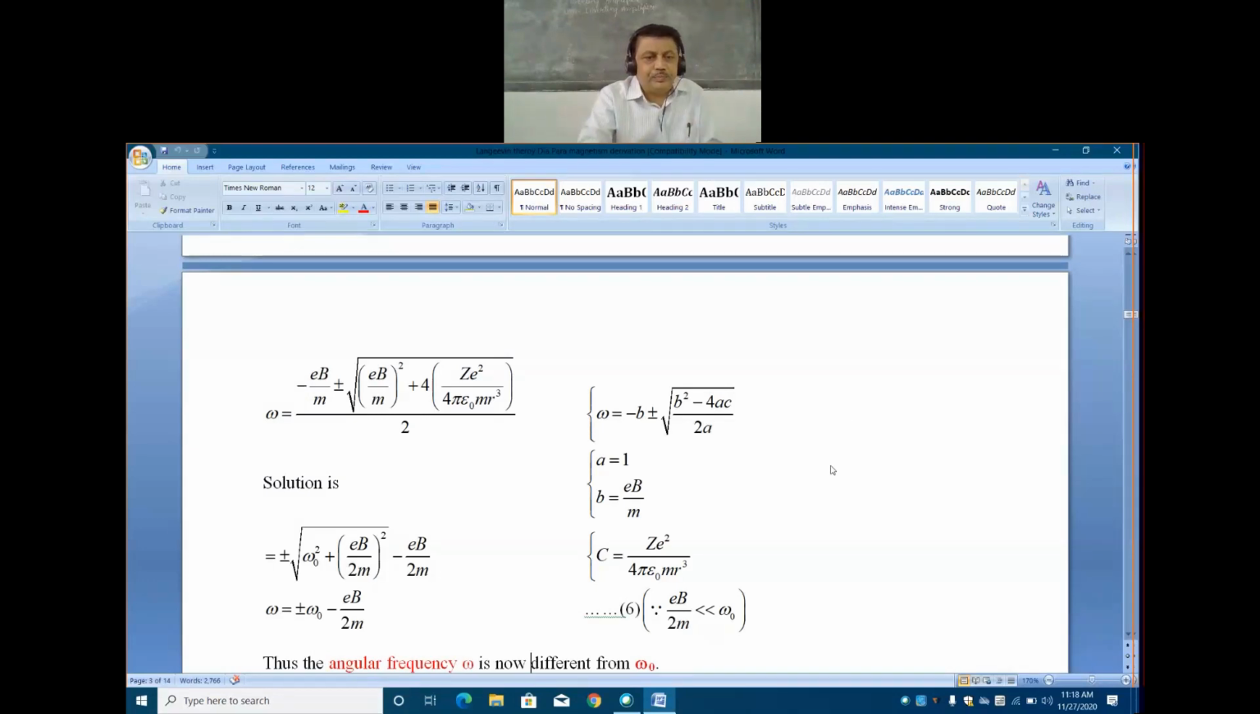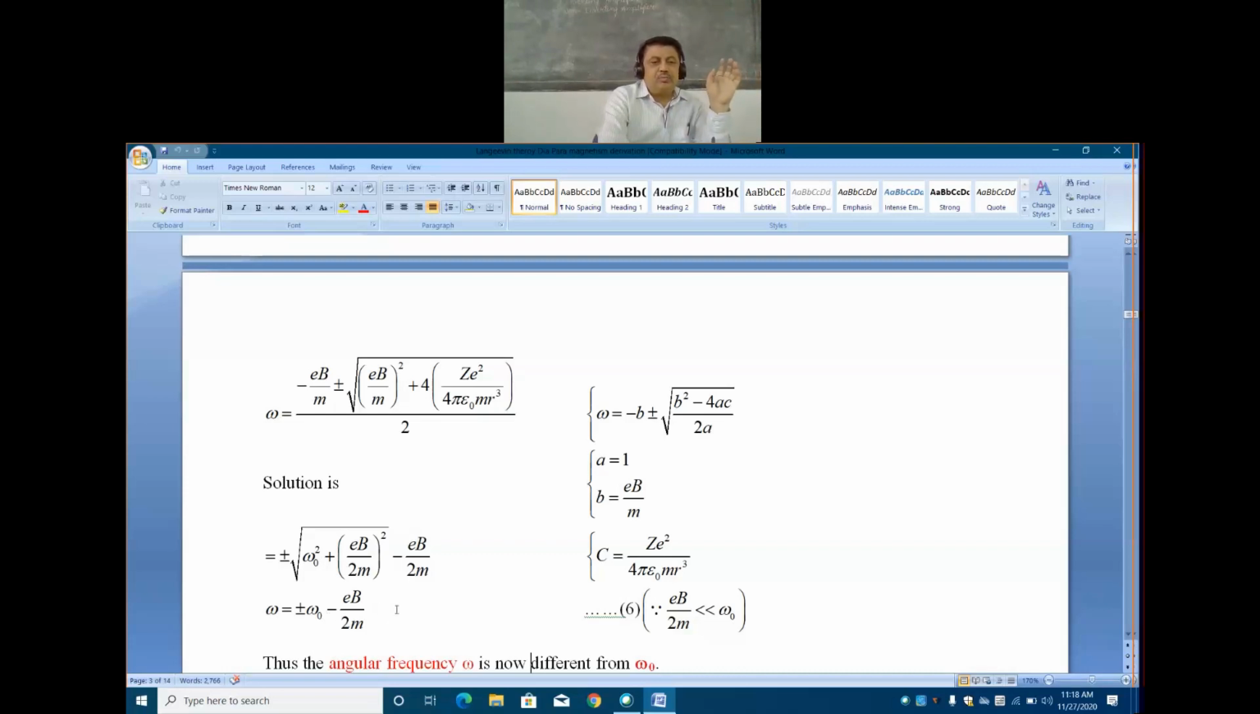So the solution we have written in the standard form: plus minus under root omega naught square plus e square B square by 4m square, minus eB by 2m. So we are putting a condition here that eB by 2m is much smaller than omega naught. It is very small, its square is also small. Therefore, this bracket becomes root of omega naught square. Therefore, the square root of omega naught square is omega naught, minus eB by 2m as it is.